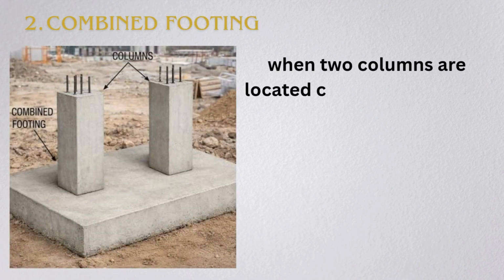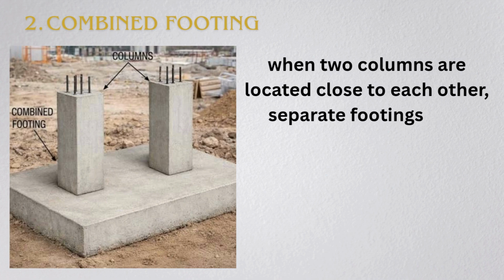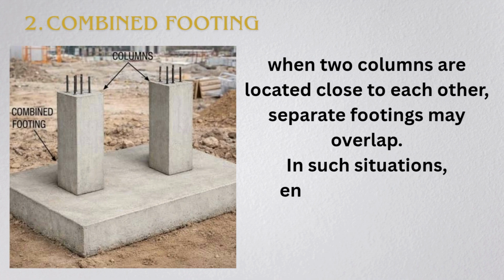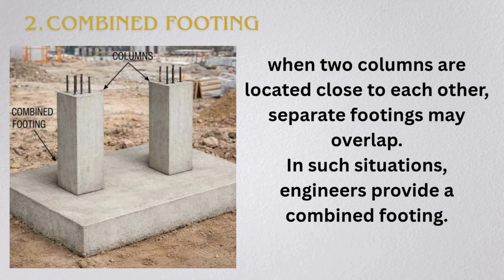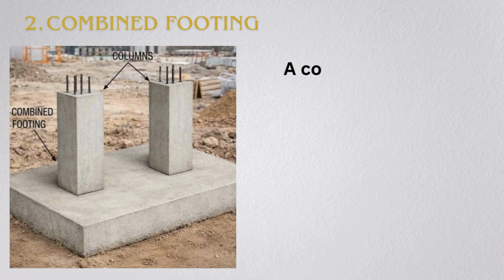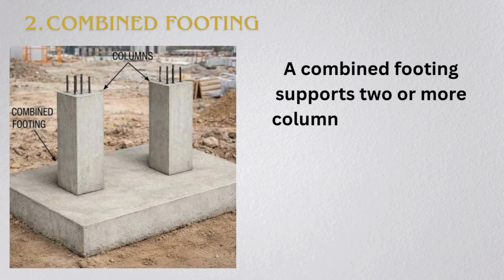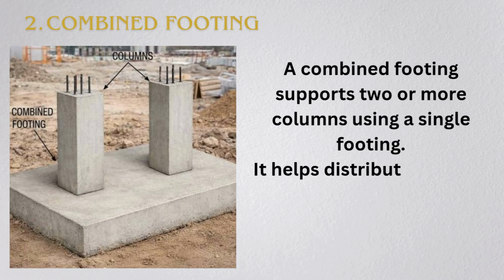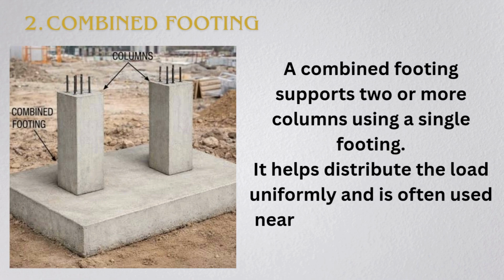2. Combined footing. When two columns are located close to each other, separate footings may overlap. In such situations, engineers provide a combined footing. A combined footing supports two or more columns using a single footing. It helps distribute the load uniformly and is often used near property boundaries.